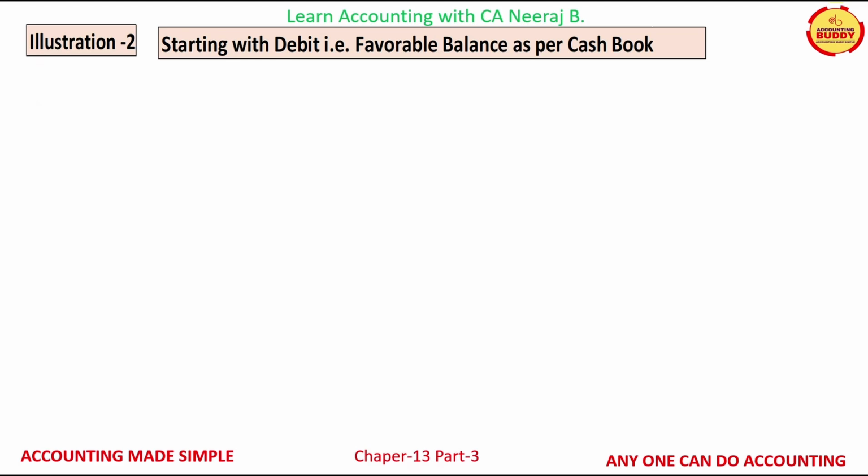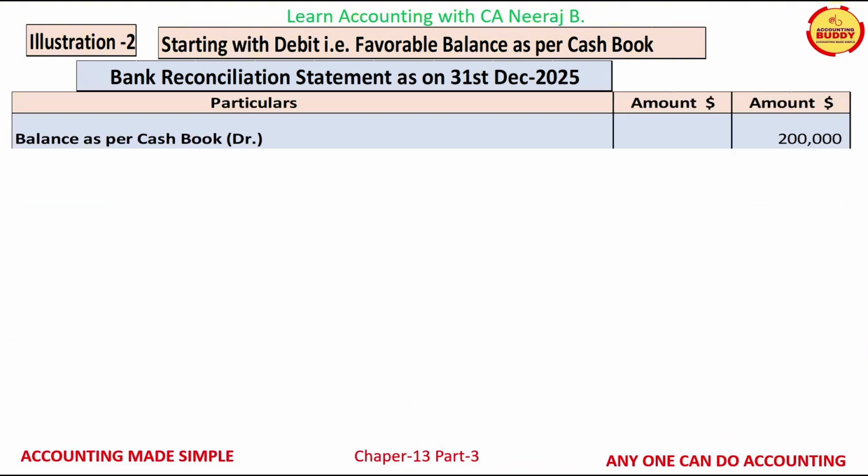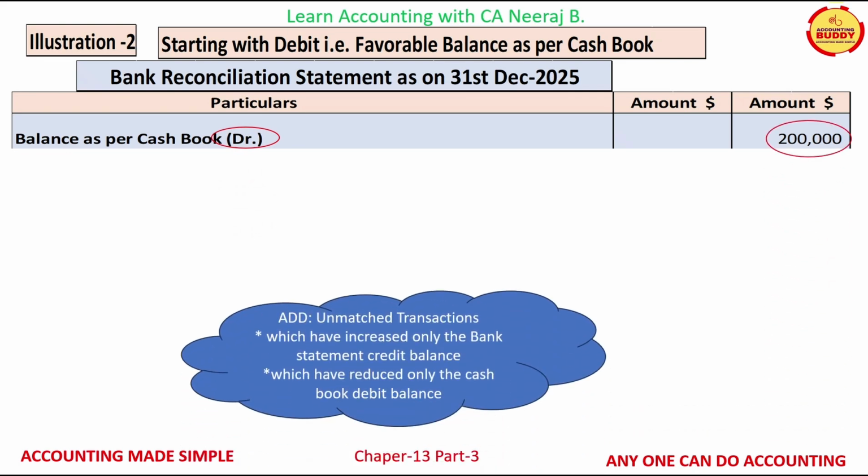Based on the unmatched transactions as per the previous slide, let us prepare the bank reconciliation statement as on 31st December 25. In this illustration, we will start with the cash book debit balance of $200,000. Now let us add the unmatched transactions which have only reduced the debit balance of the cash book and the unmatched transactions which have only increased the credit balance of the bank statement.